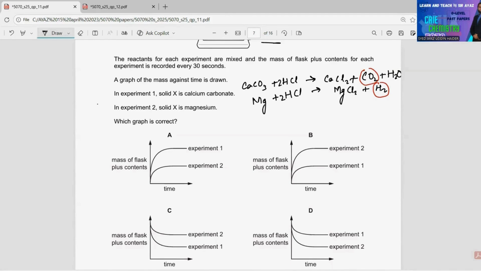The reason is that if you compare the volume of these gases, carbon dioxide having higher volume, higher mass, which is 44. For hydrogen it's 2. For carbon dioxide it's 44 grams per mole. For hydrogen it's just 2 grams. So the decrease in mass in case of experiment 1 will be higher as compared to experiment 2. So C must be the right answer in this case.